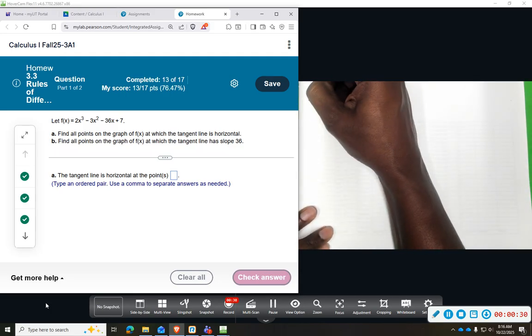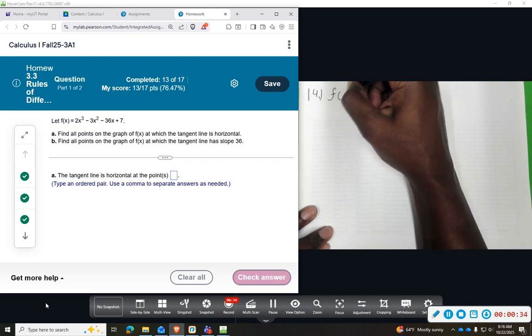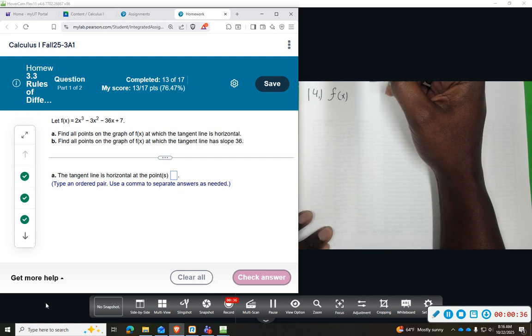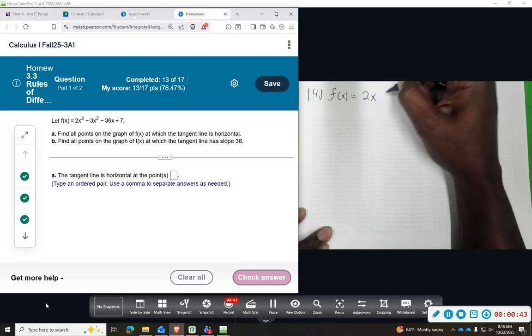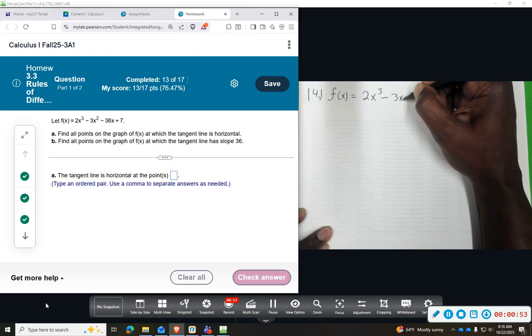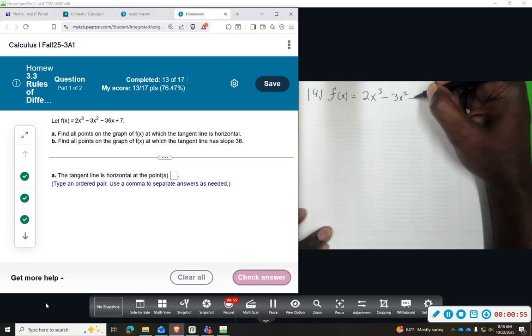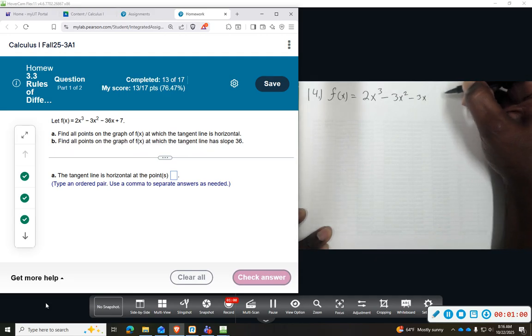Okay, so what we want to do first is find the derivative. Once we find the derivative, we will set the derivative equal to 0, and then that will allow us to find all the points on the original graph that have a horizontal tangent line, which is also to say has a slope of 0. And then we'll use that same derivative and set it equal to 36 and find out when the slope is equal to 36.